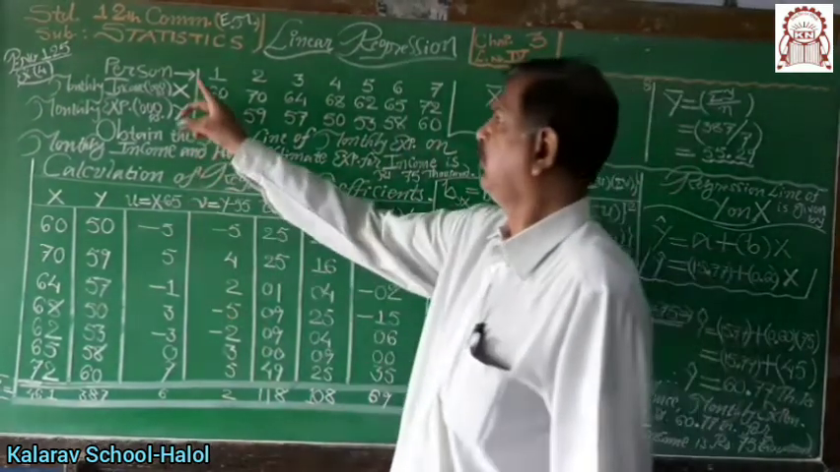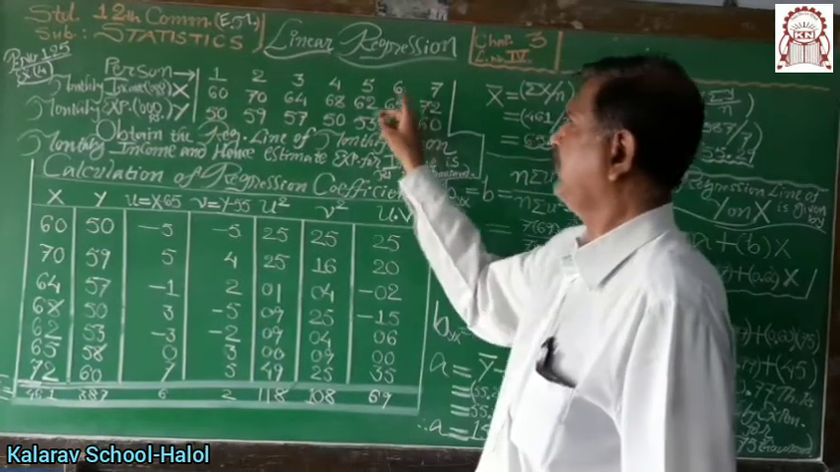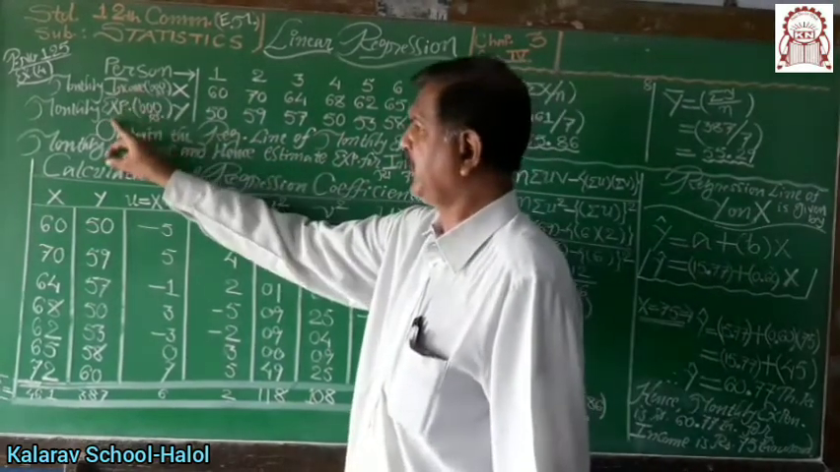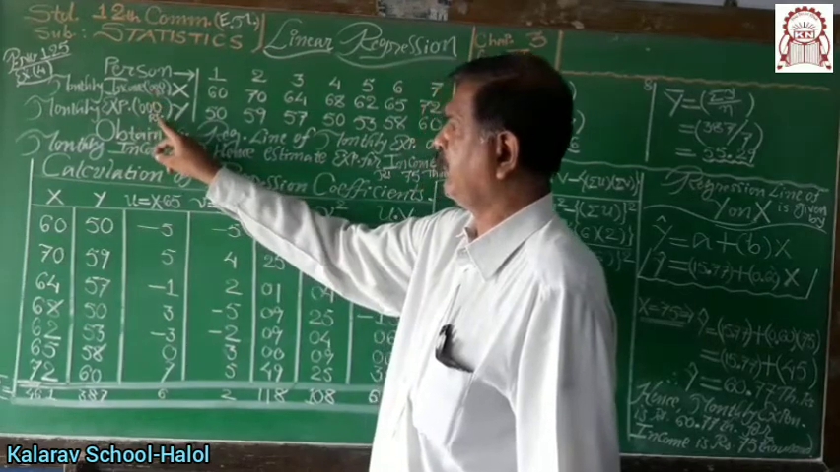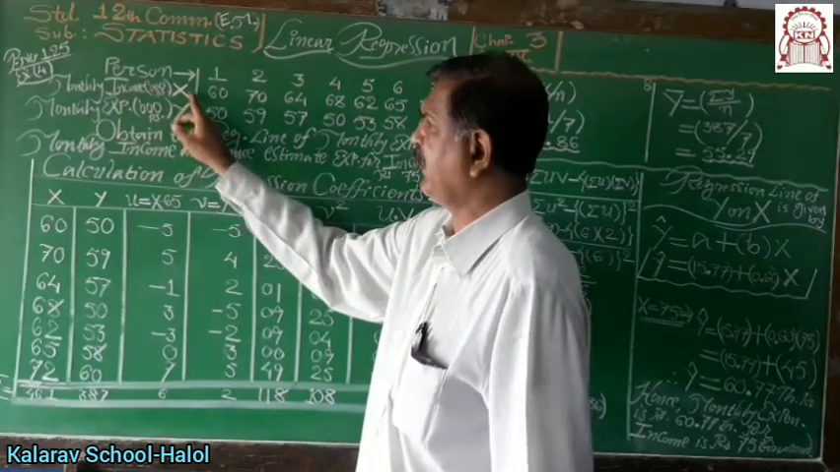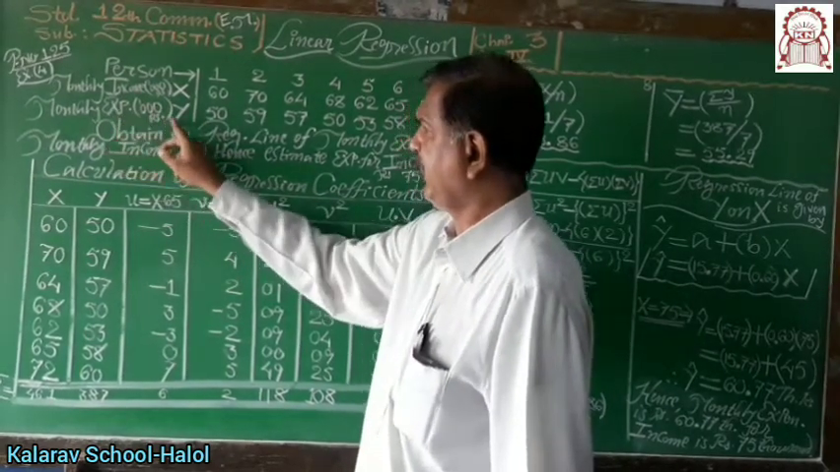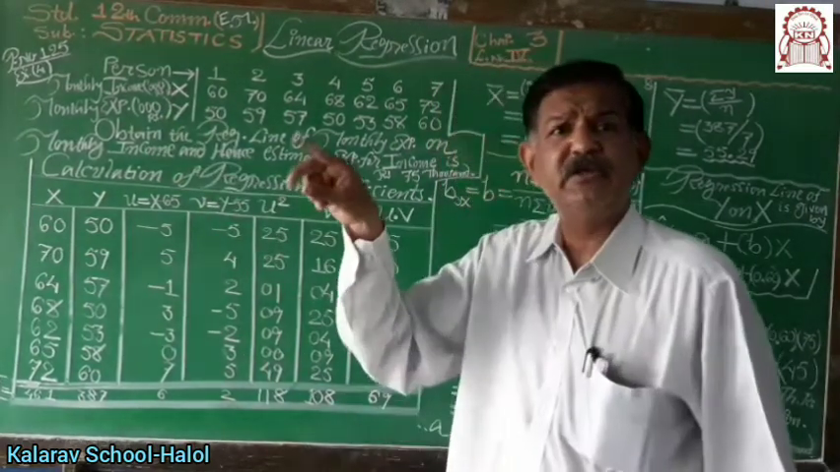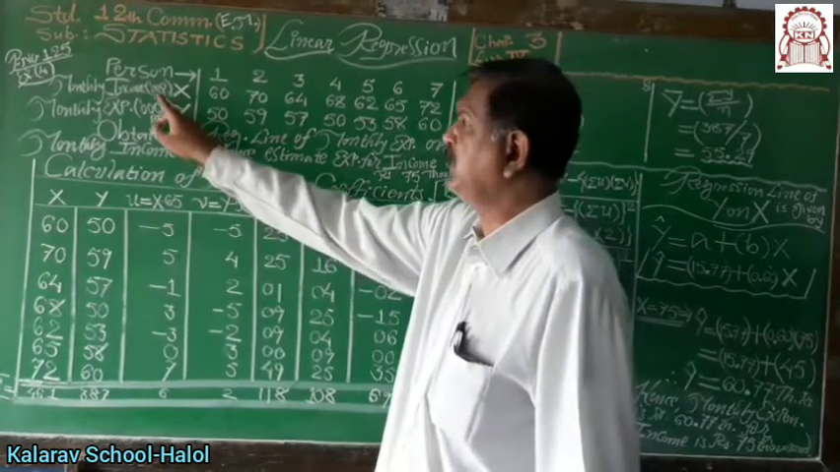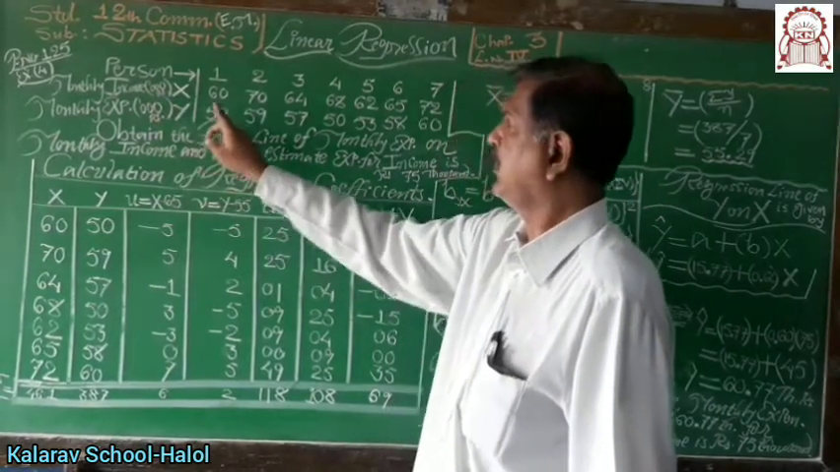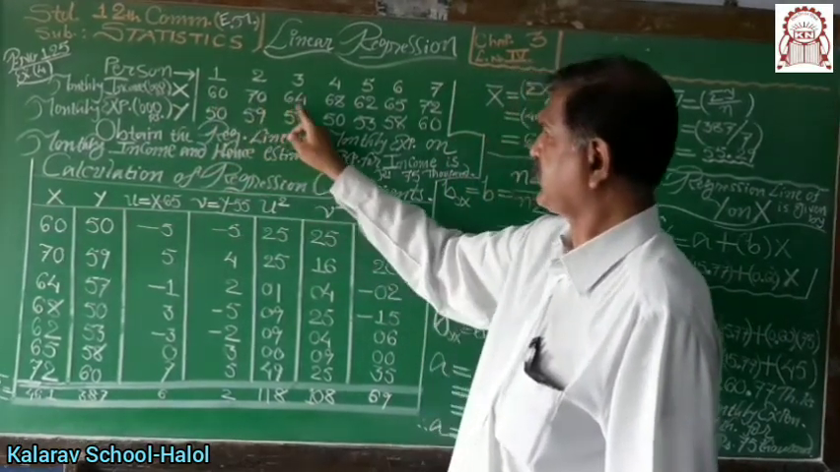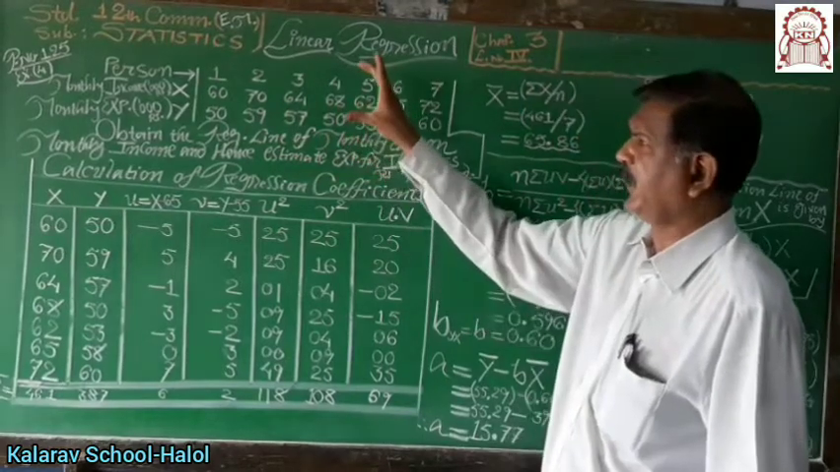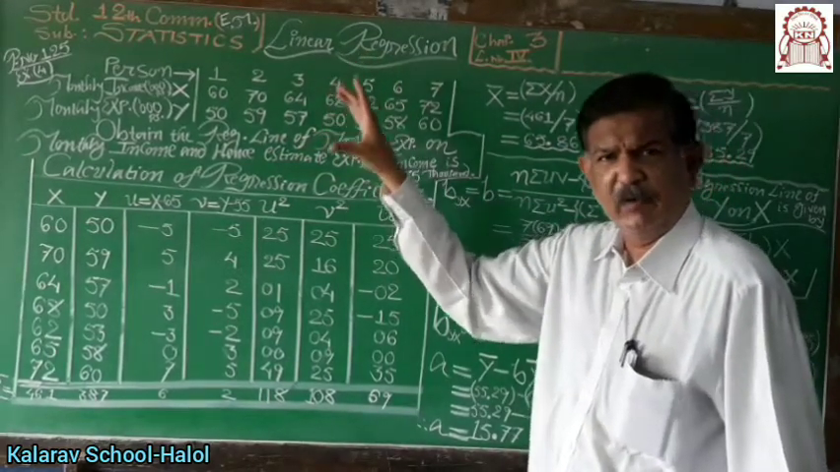Persons 1, 2, 3, 4 up to 7, their monthly income and monthly expense in thousands of rupees. Income is denoted by variable x, expenditure is denoted by variable y. Income and expense are both given in thousands of rupees, and that is why 30 is mentioned. 60, 70, 64, 68. These are the data given in the book.